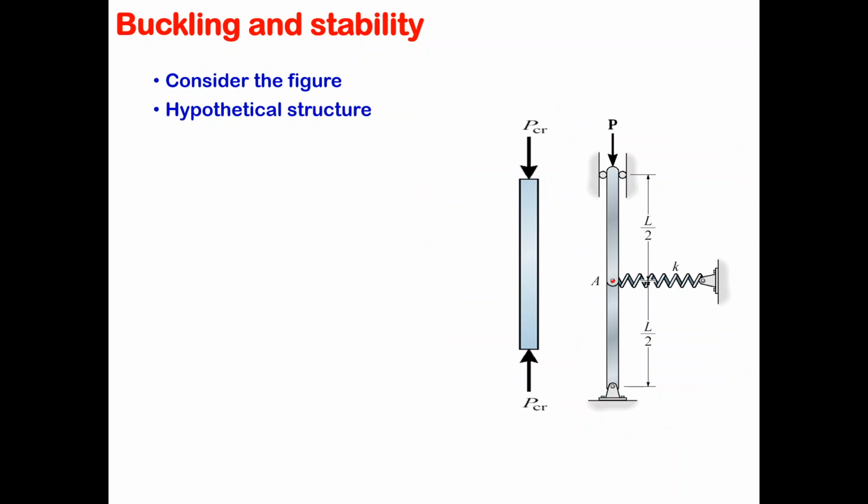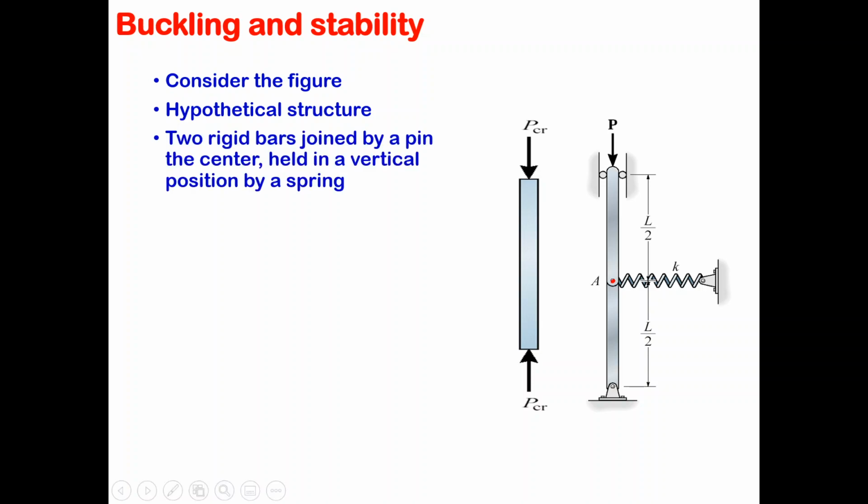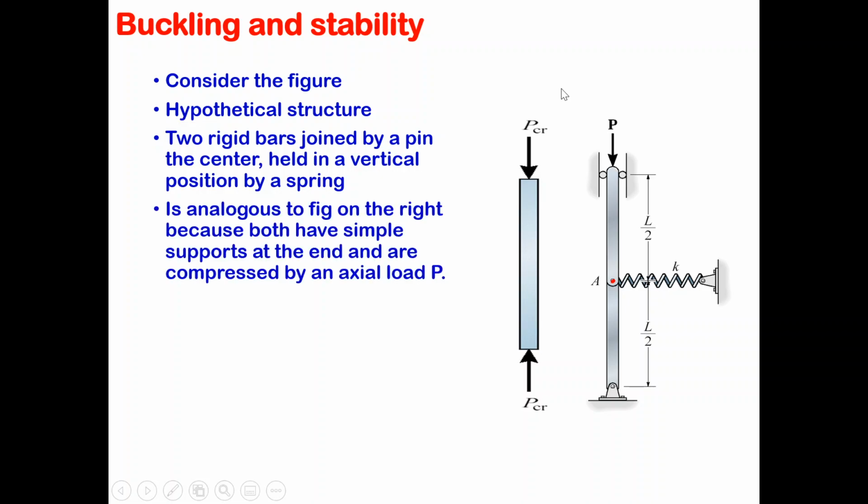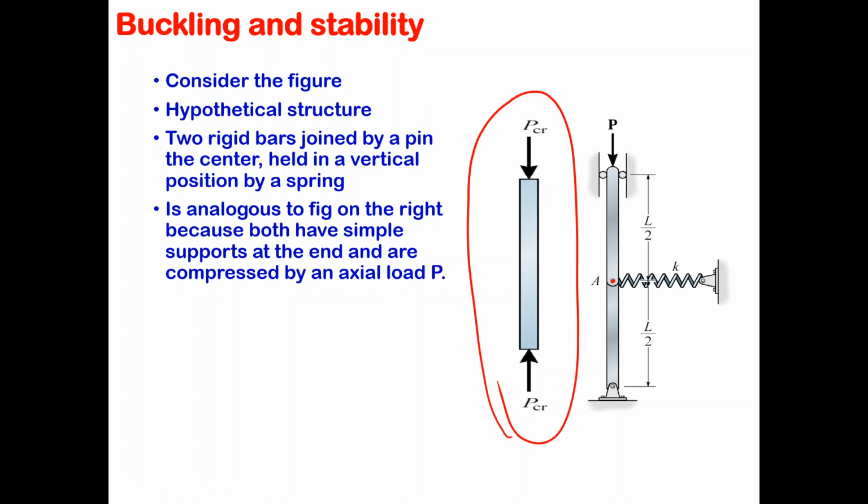So we just assume that there's a pin in between that connects it to a spring, and it has two parts. That's the column itself. It's two rigid bars joined by a pin at the center, held in a vertical position by a spring. And it is analogous to the figure on the left, actually, not the right. So these two are analogous to each other, because they both have simple support at the ends and are compressed by an axial load P.